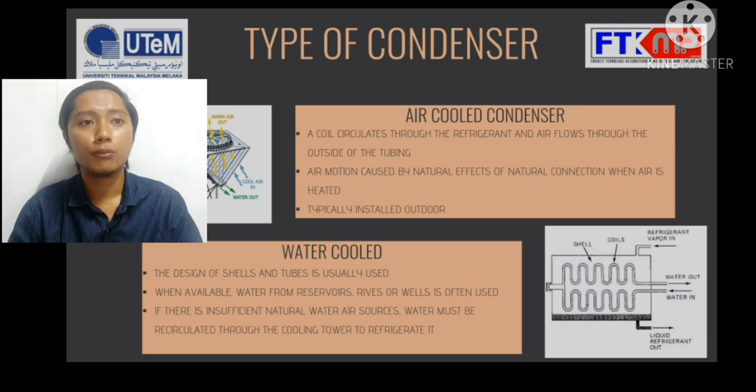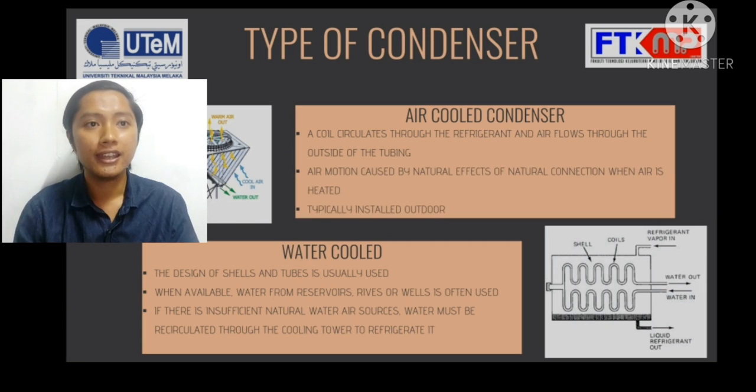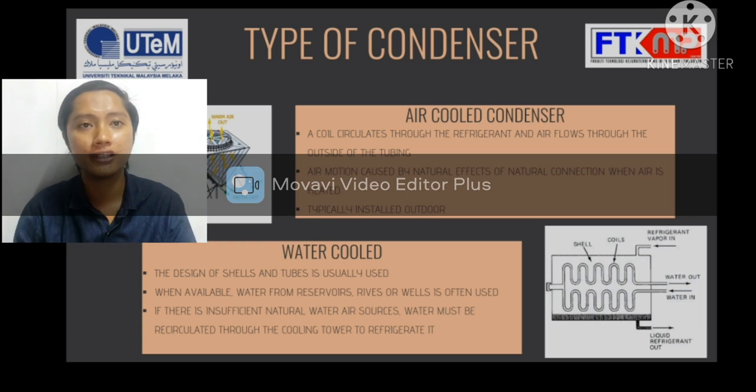Water-cooled condensers are more efficient than air-cooled condensers. There are three types of water-cooled condenser: tube within a tube, shell and coil, and shell and tube. Mineral deposits in the water circuits reduce the heat transfer rate between the water and the refrigerant.